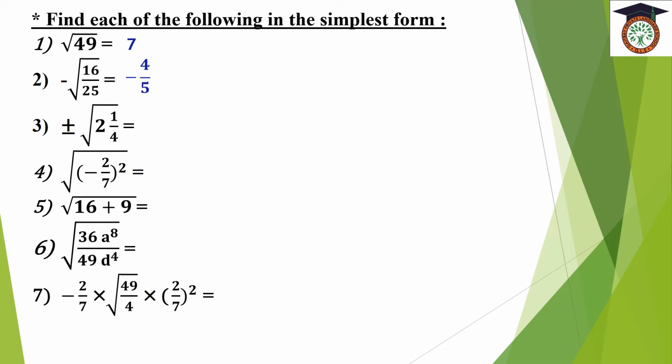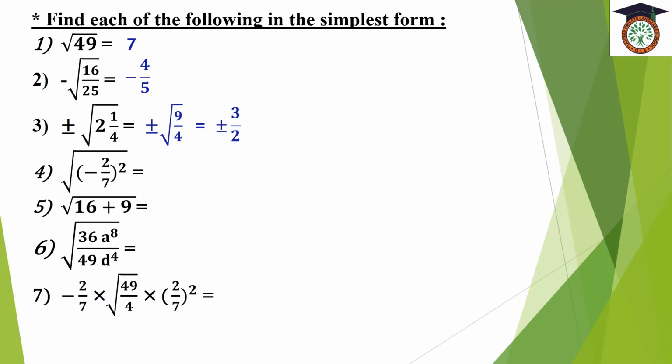Number 3, we have positive or negative square root of 2 and 1 over 4. 2 and 1 over 4 is a mixed number, so we will convert our mixed number into an improper fraction. So it will be positive or negative square root of 9 over 4, and we need to find the square root of 9 over 4. We will find the square root of 9, then we will find the square root of 4. So our final answer will be positive or negative 3 over 2.